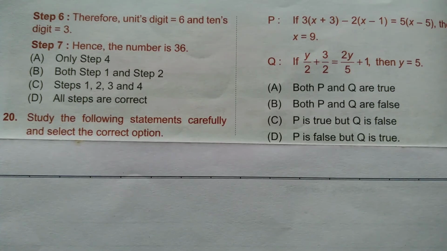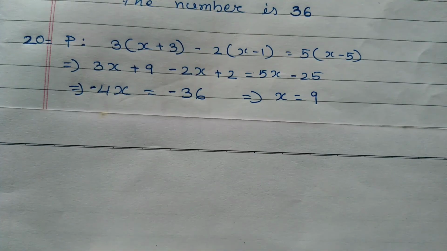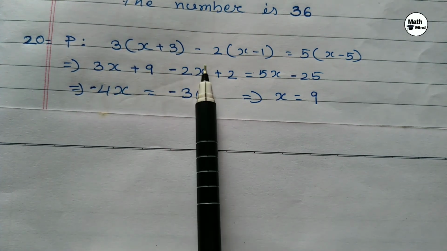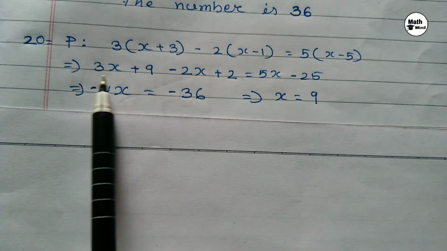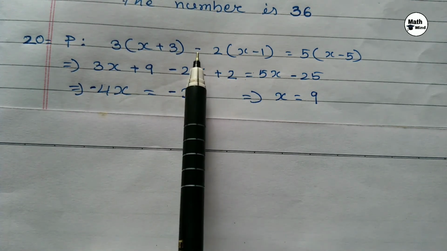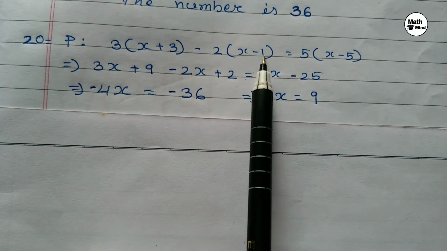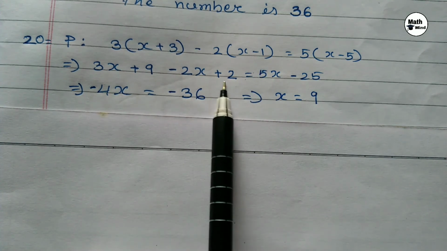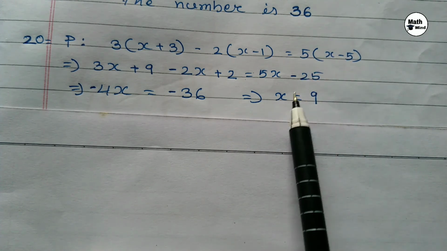Question number 20. Study the following statements carefully and select the correct option. Solving both equations P and Q. 3 into x plus 3 minus 2 into x minus 1 equal to 5 into x minus 5. Solving the bracket, 3x plus 9 minus 2x. This is positive, this is negative. After the bracket opens, it is negative, it is positive. Minus 2x plus 2. Right hand side 5x minus 25.